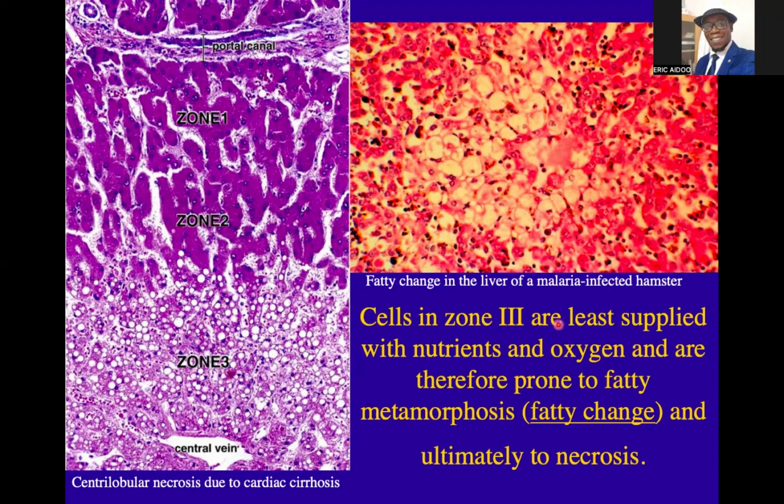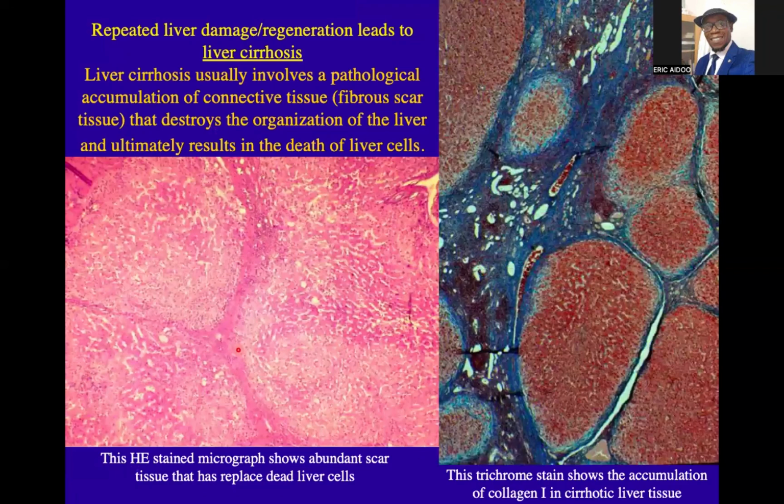So cells in zone 3 are least supplied with nutrients and oxygen and are therefore prone to fatty metamorphosis, fatty change, and ultimately necrosis. So we call that steatosis, non-alcoholic fatty liver disease. Repeated liver damage can cause liver cirrhosis, and it is usually depicted by a lot of fibrous, collagenous nature. Okay, so all those you find there are collagenous tissues.